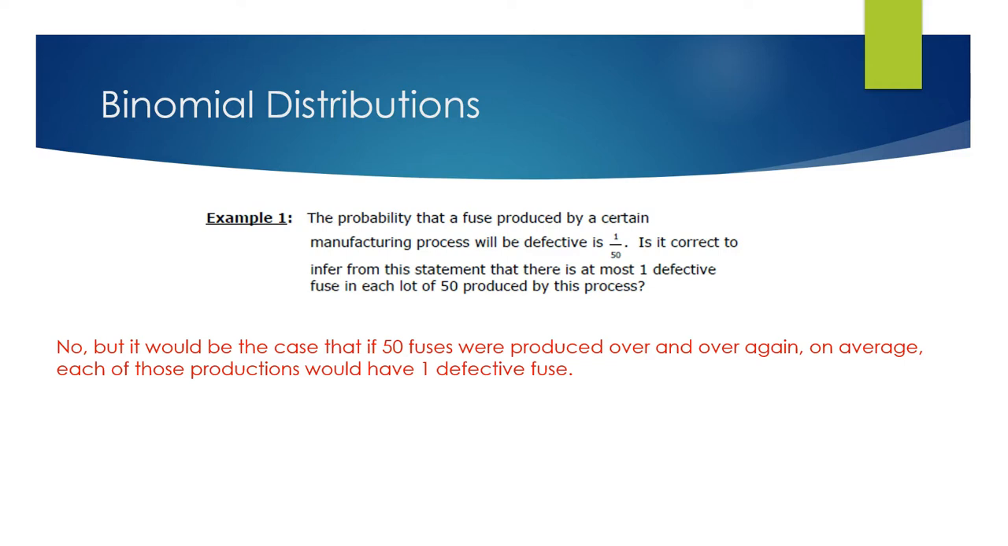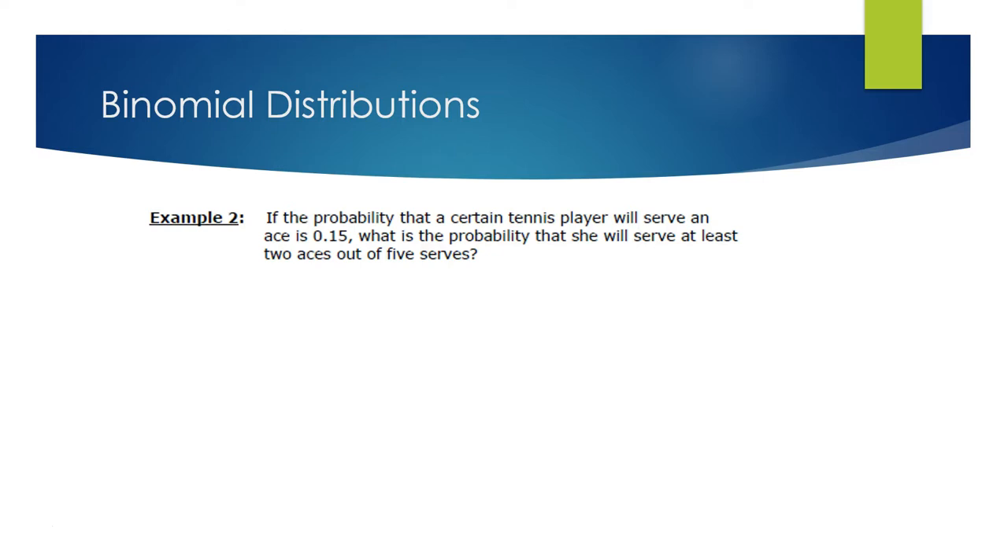Now for example 2, looking at the formula, and hopefully you had a chance to look at that and maybe even look through your textbook and see some examples that they do. For this one here, if the probability that a certain tennis player will serve an ace is 0.15, what is the probability that she will serve at least 2 aces out of 5 serves?